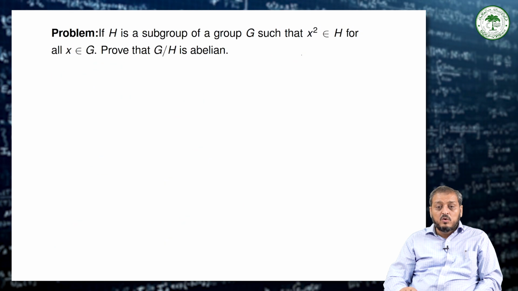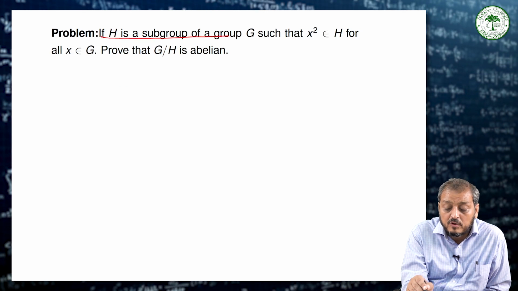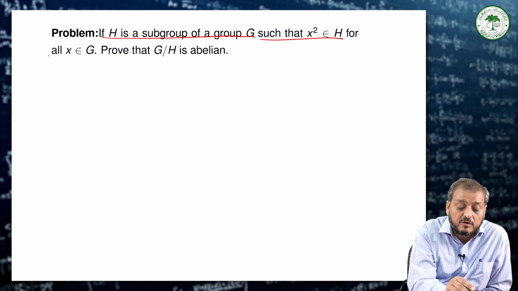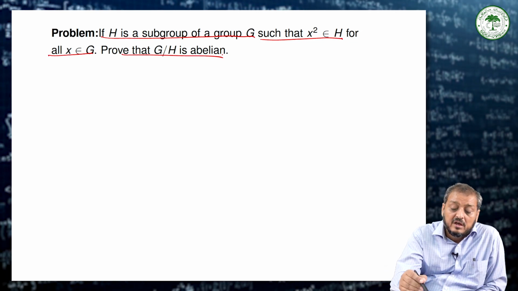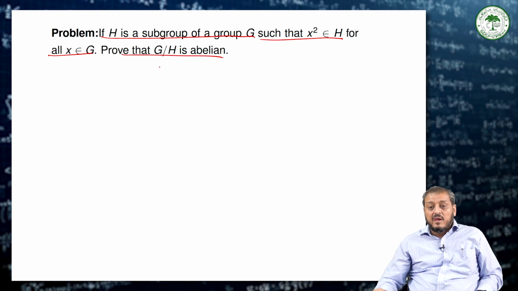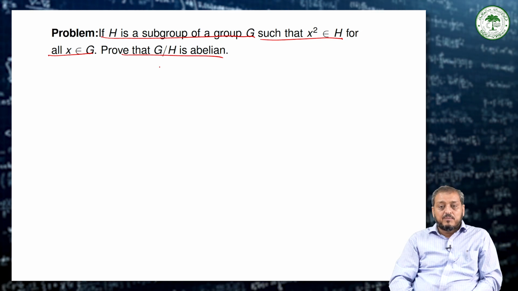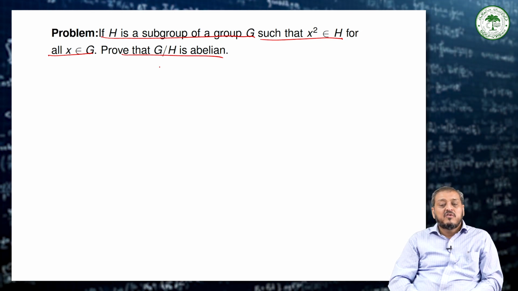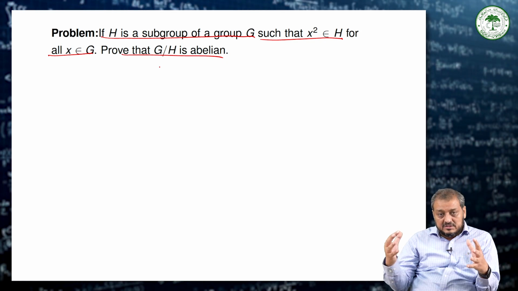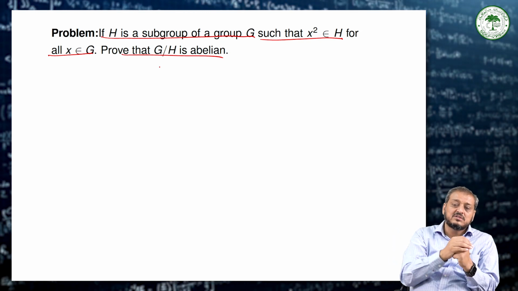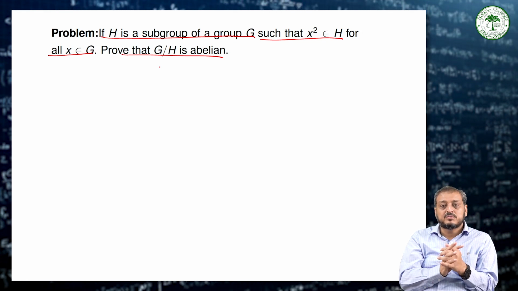Now I just conclude with this result. If H is a subgroup of a group G and x square is an element of H for all x, prove that G by H is abelian, and we leave this as an exercise. The proof depends upon the previous exercise, because G by H is abelian if and only if x y x inverse y inverse is an element of H. By using this property, x square is an element of H, you can easily solve this problem.